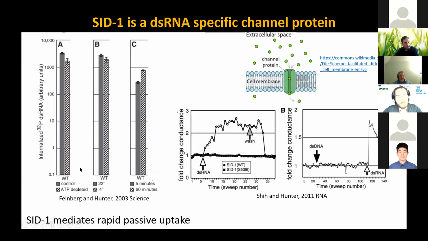That is what is shown in these bar diagrams on the left. Energy is not needed, and it can happen at various temperatures, including 4 degrees. And by recordings, they showed that this particular channel is dsRNA specific. With dsRNA, you can get the conductance, whereas with double-stranded DNA, we don't get much conductance. So SID1 seemed to mediate dsRNA uptake through passive diffusion.